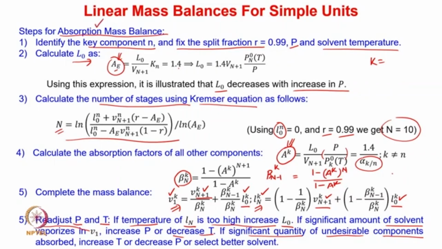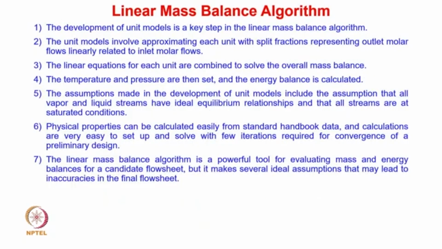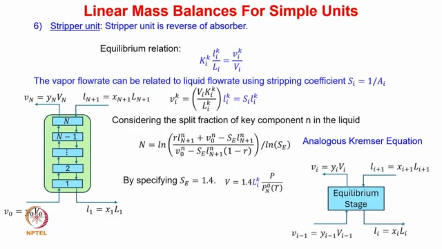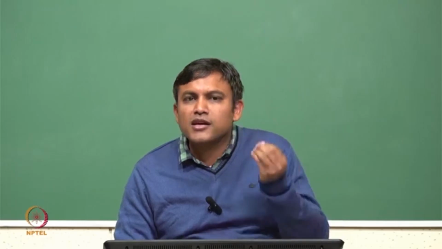So there is one more unit, which is a stripper unit. Stripper unit is just the reverse of the absorber. So the same equations we have derived for the absorber are used in the stripper. Remember, in the absorption unit we are absorbing the key component from vapor to liquid. In a stripper, the reverse is happening. So the key component is stripped from liquid to vapor.